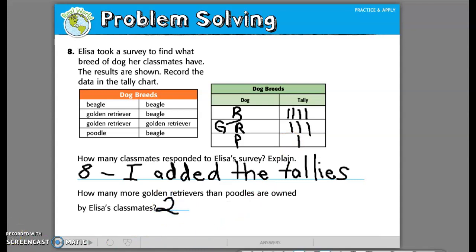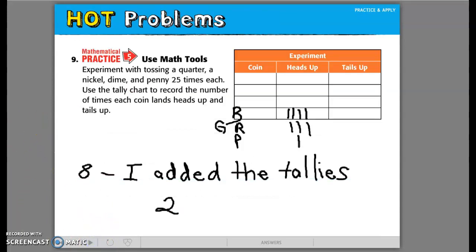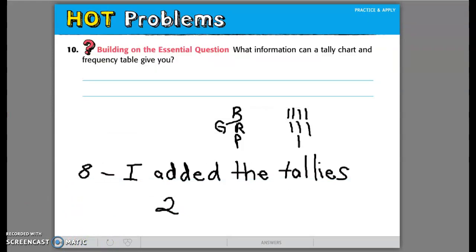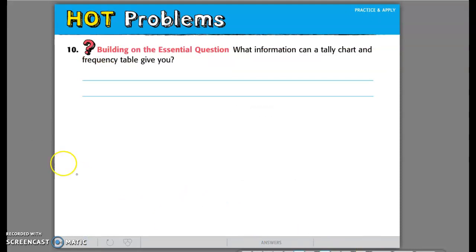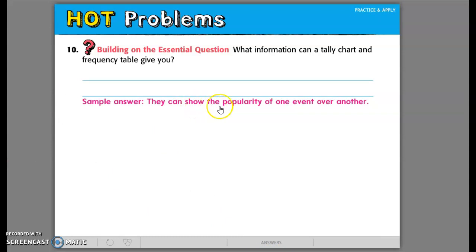All right, excellent. And so now we're going to skip to problem number 10, and then I'll let you finish up the My Homework pages on your own. On problem number 10, it says, what information can a tally chart and frequency table give you? Well, it gives you the number of times a piece of data occurs. So it shows the popularity of one event over another.